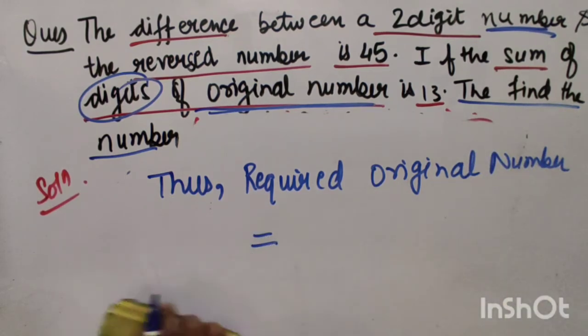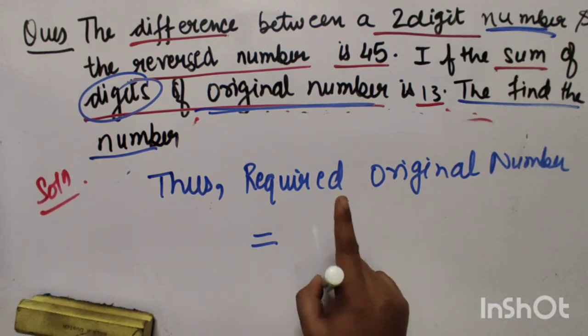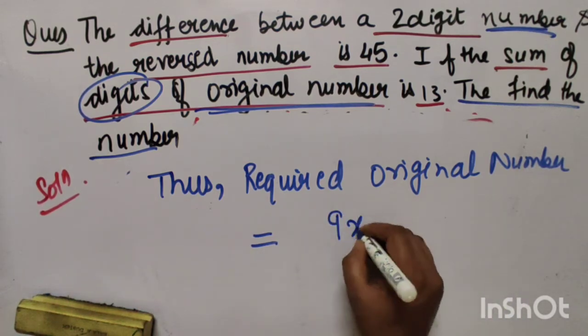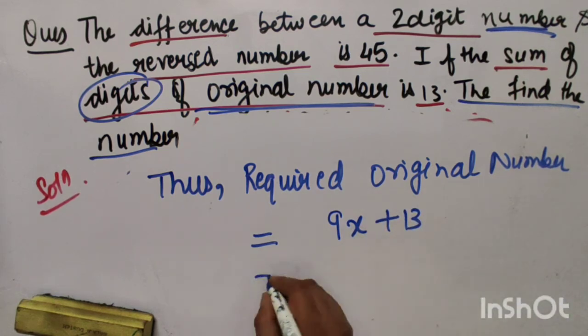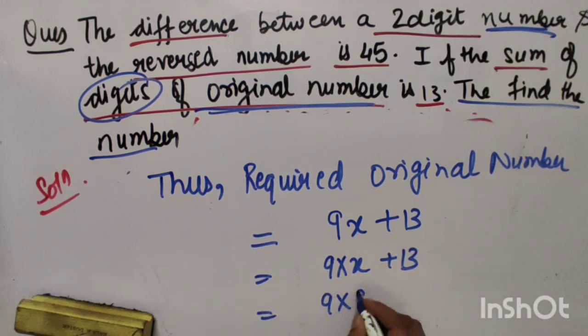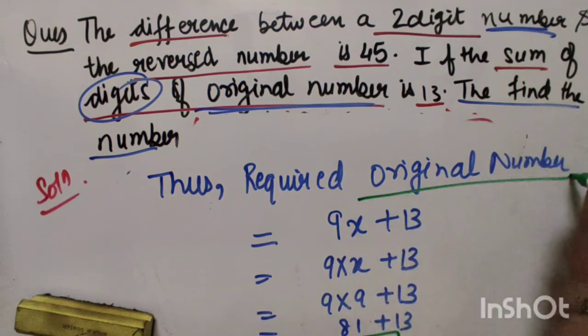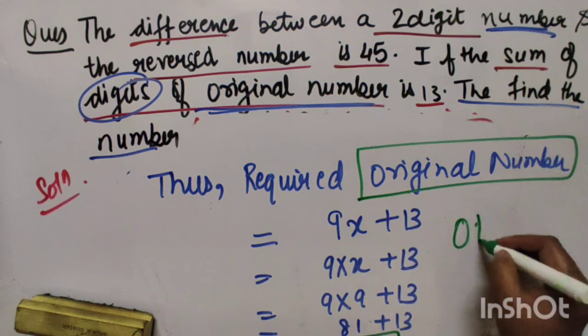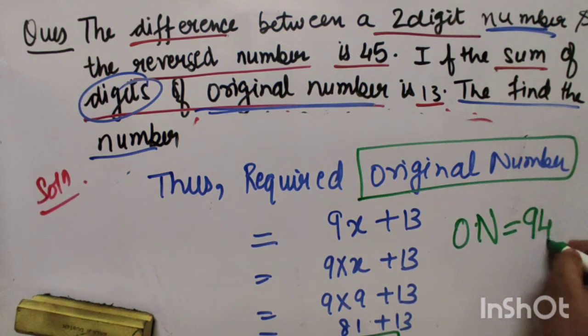is equal to what? We know that the structure of the original number that we found is 9x plus 13. So we can put the value here: 9 into x plus 13, and 9 into 9 plus 13. So it will be 81 plus 13, that is 94, right? So we have now got the value of the original number. We can say that the original number is 94, right, children?